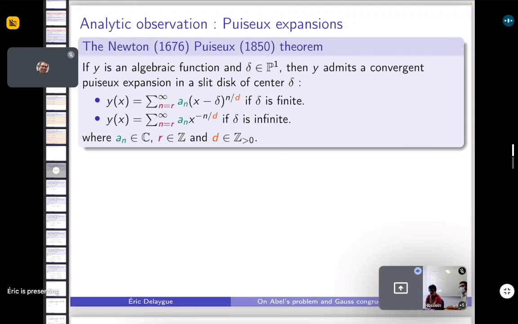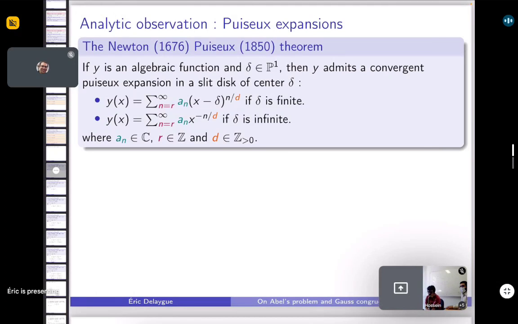So in the first case, you consider that the point is finite. Okay, so you have an expansion which starts at n equals r, but here r could be a negative integer. Then you have coefficients a n, and the expansion now is not like a Laurent series, but with powers n over d, where d is a fixed positive integer. So you know that if y is algebraic, then you can expand y like this at the point delta, and you have another formula, the expansion at infinity. We won't use it in the talk, but you have also this expansion.